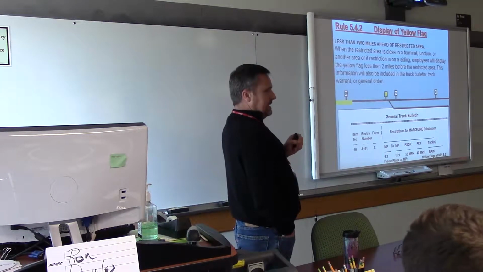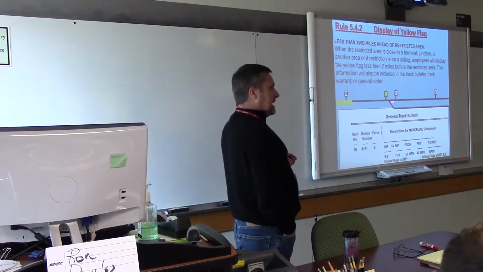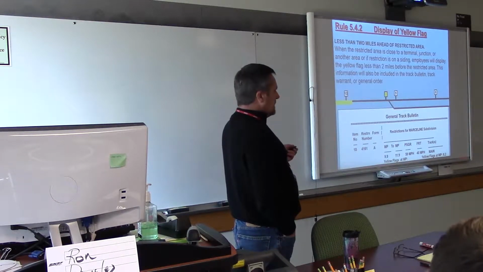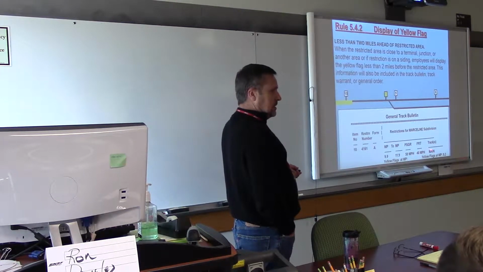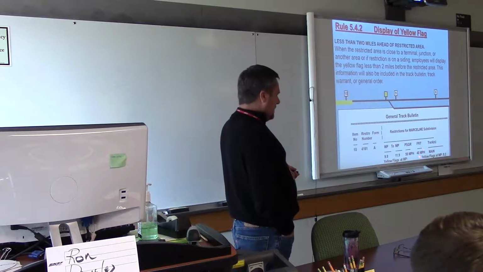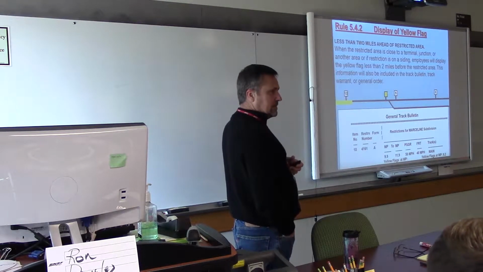So the caveat is this. Whatever the reason they decide to put it less than 2 miles, that's up to them. But if they do put it less than 2 miles, they have to annotate the exact milepost location of the yellow flag on the bulletin. Now, if this is not here, you automatically know it's at 2 miles.